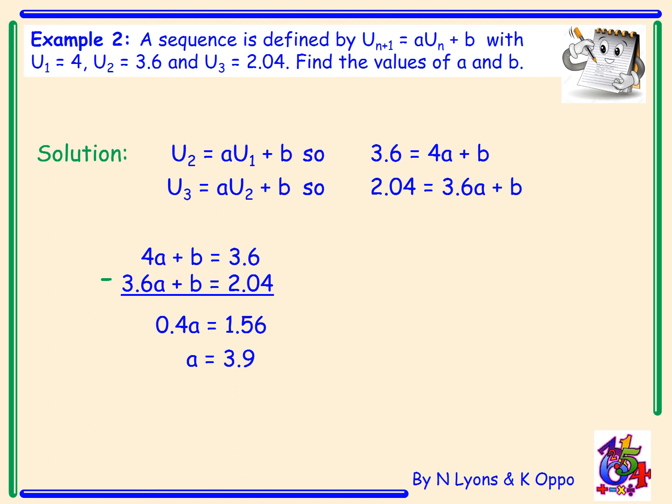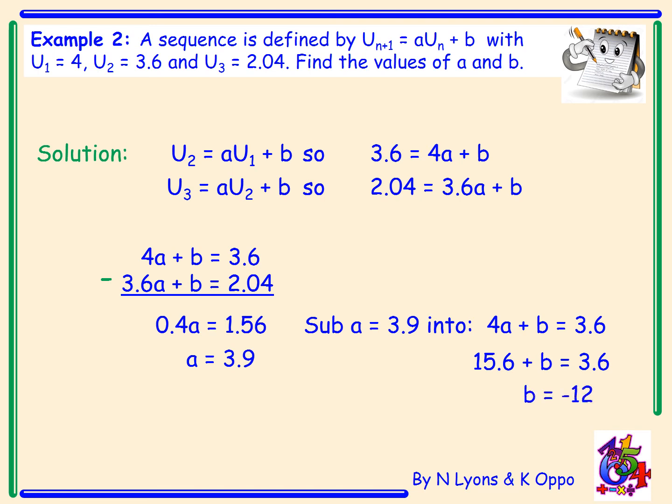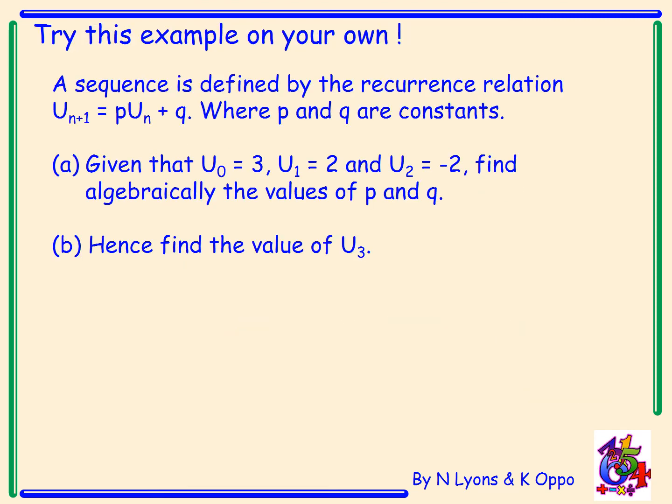We're then going to sub the value of a into 4a plus b equals 3.6. Therefore, 4 times 3.9 is 15.6 plus b is 3.6, and this rearranges to give b equal to negative 12. 3.6 take away 15.6 will give us negative 12. So a equals 3.9 and b equals negative 12.